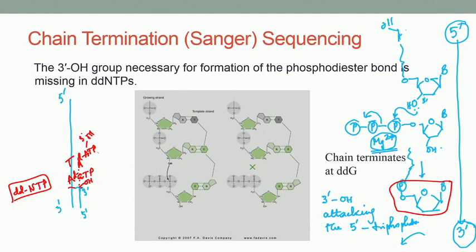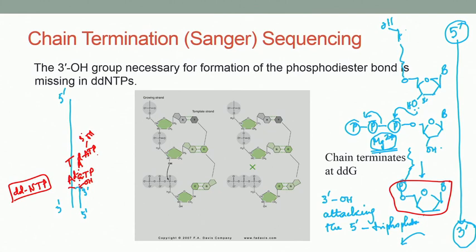But if instead of dATP, ddATP is taken up by the enzyme by mistake, then what will happen? The chain will truncate at that position. The chain will not proceed any further, chain growth. Okay. If the correct deoxy ATP is taken, then the chain growth will progress, but the chain growth will terminate if a dideoxy nucleoside triphosphate is taken instead of the normal deoxy ones. That is why this method is also called the chain termination method by Sanger.